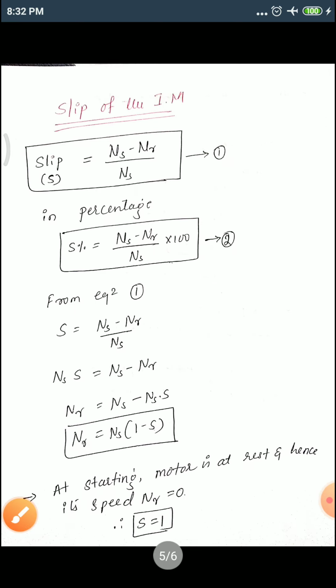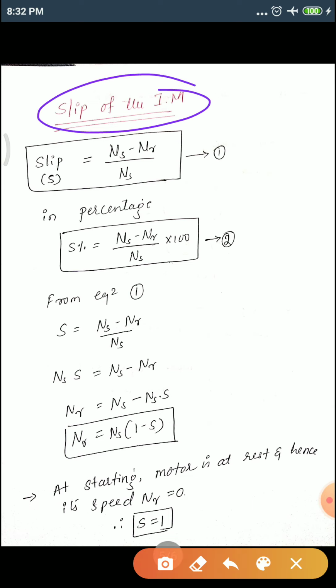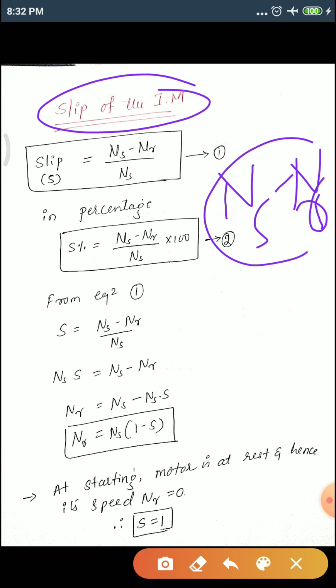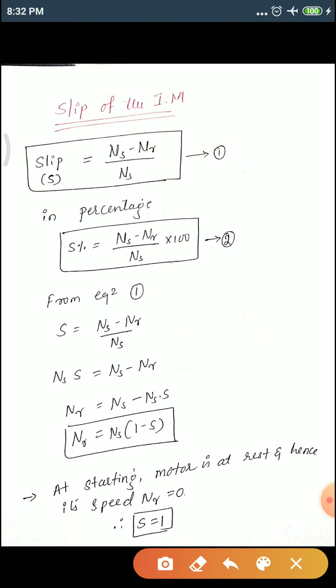Now we'll speak about slip of the induction motor. What is this slip? As we know, NS minus NR is the slip speed, which is the relative speed. Slip is defined as the ratio of slip speed, which is NS minus NR, to the synchronous speed. If you would like to express it in percentage, then S percentage will be equal to NS minus NR divided by NS into 100.